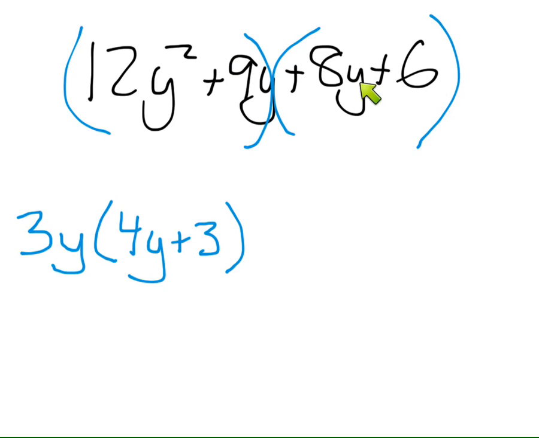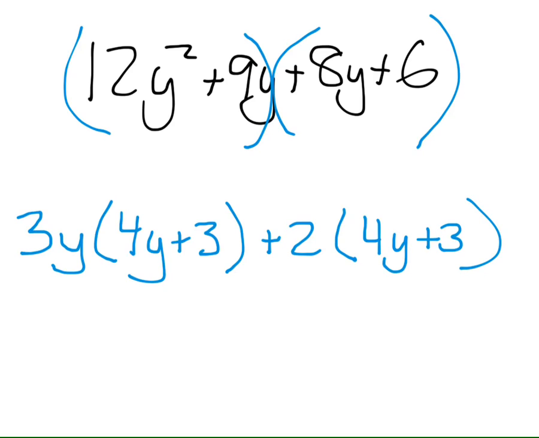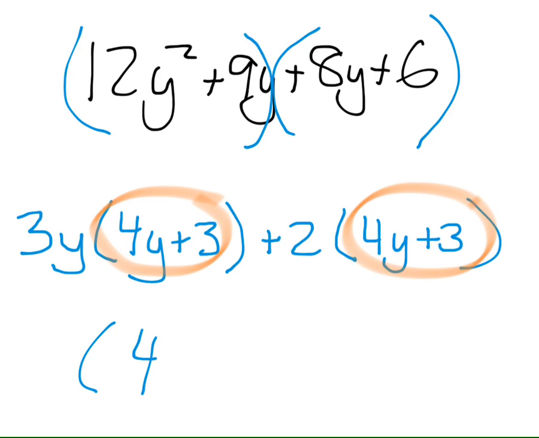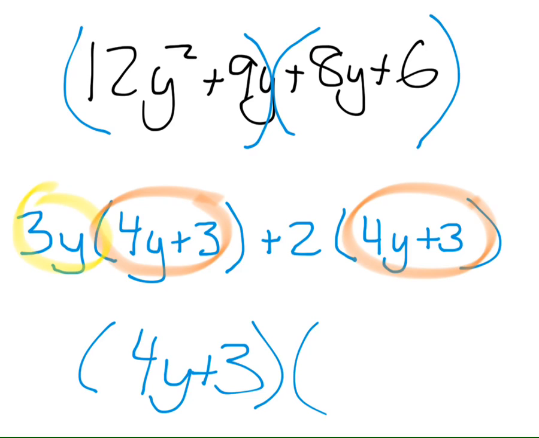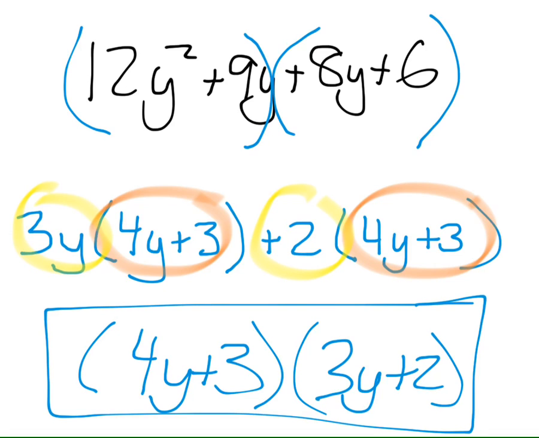In this grouping, the greatest common factor is 2. So I'm going to write a positive 2 is what I factored out. And I'm left with 4y plus 3. So at this point I check, are my 2 binomials the same? And they are. So that's one binomial. The other one is what was factored out. That's 3y plus 2.